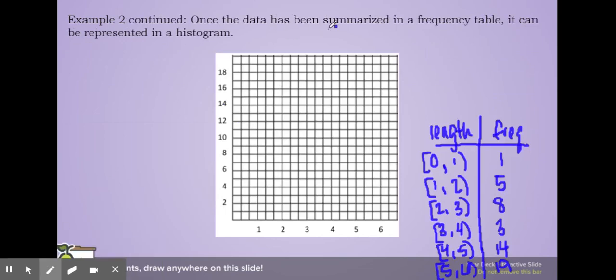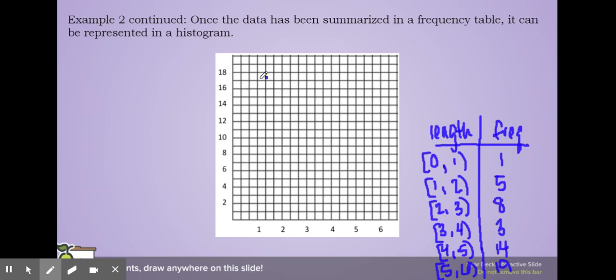Example 2 continued. Once our data has been summarized into a frequency table, which I transferred over from the previous slide, but I also changed my intervals just because it's faster for me to write it in interval notation than using the inequalities. Then we can start to represent it in a histogram.